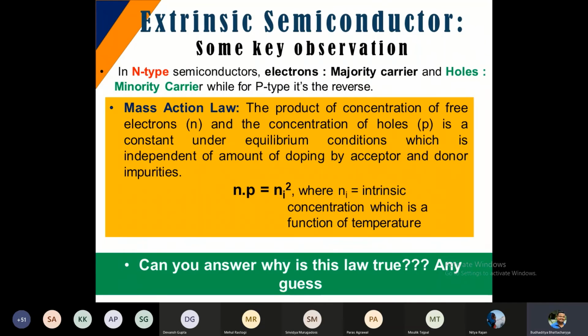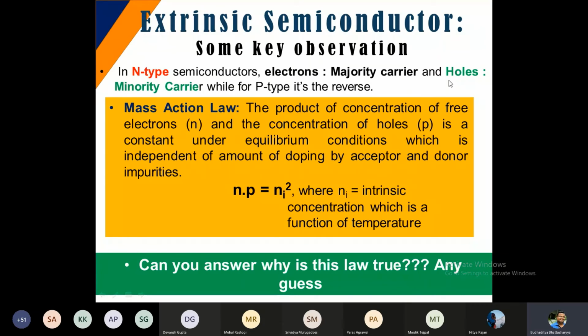Let's see whether you have understood this correctly. When you are considering an N-type semiconductor, what should be the majority carrier? Definitely N-type is the donor type. So N-type means more free electrons are there. So definitely we can say that electrons will be the majority carrier with respect to N-type, whereas holes will be the minority carrier.